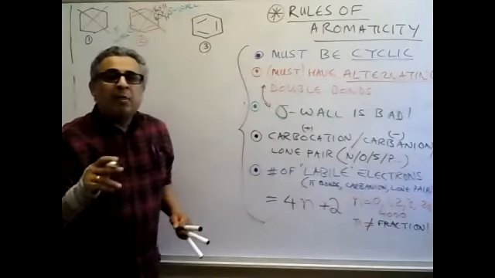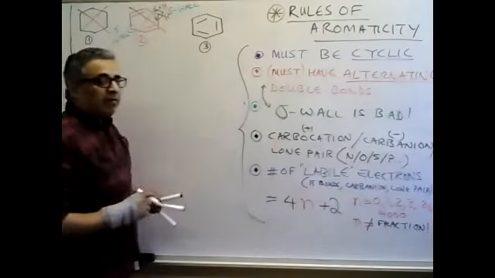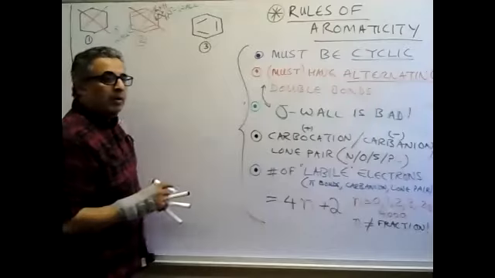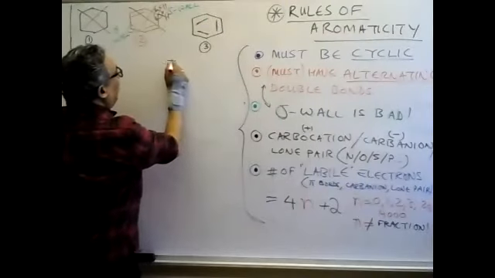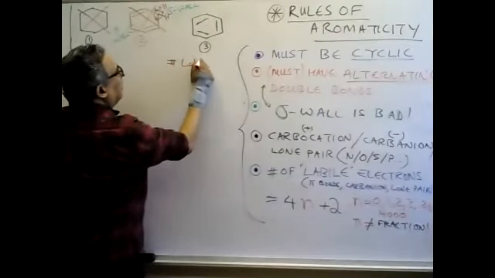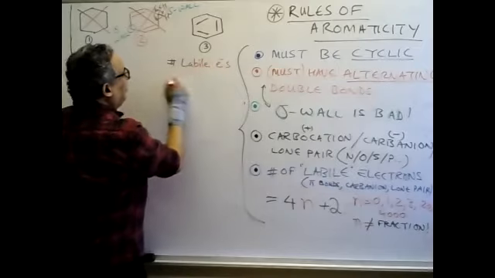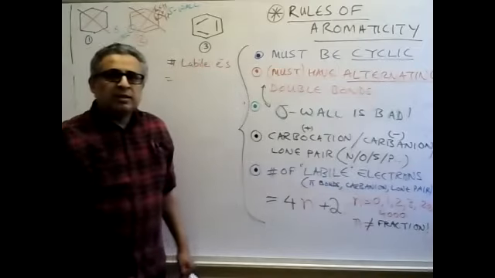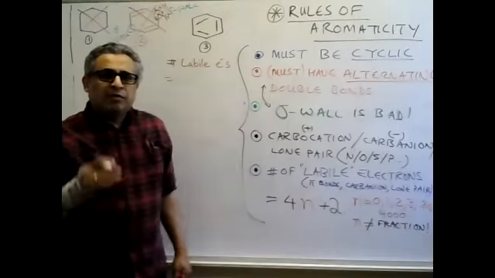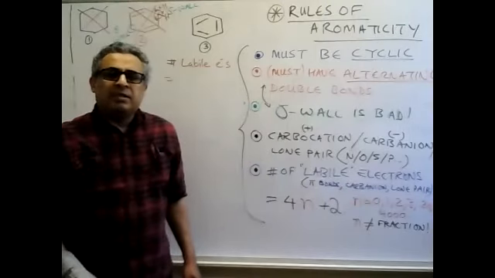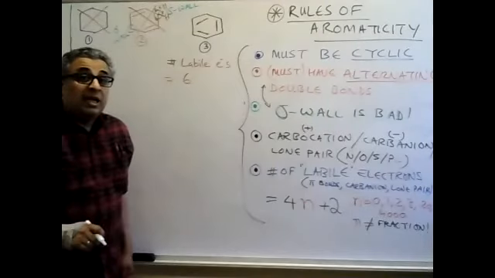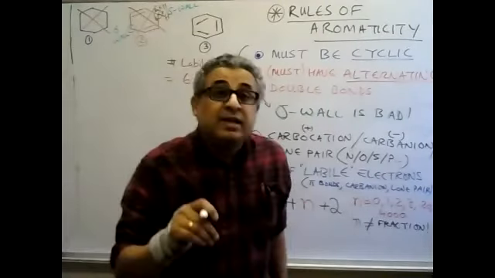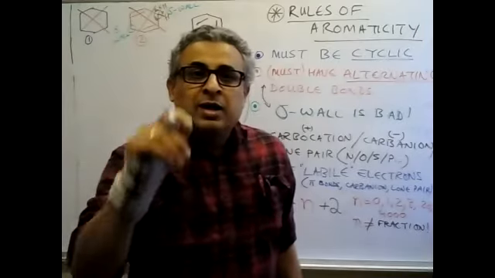How many pi bonds does this species have? Speak up. 3. 3 double bonds. So number of labile electrons is how much? What's the number of labile electrons? How many pi electrons are present? 6. Now the question is, can you write 6 as a formula for 4n plus 2?